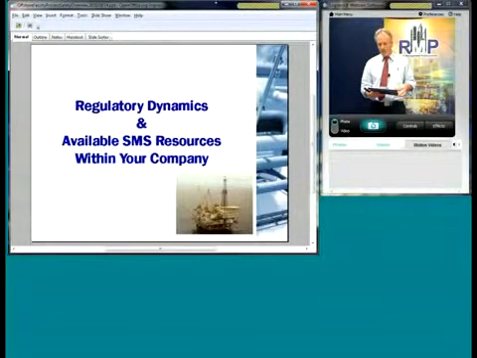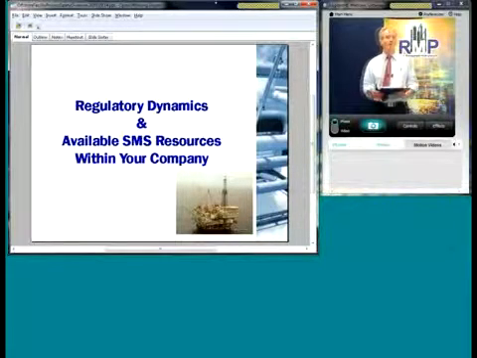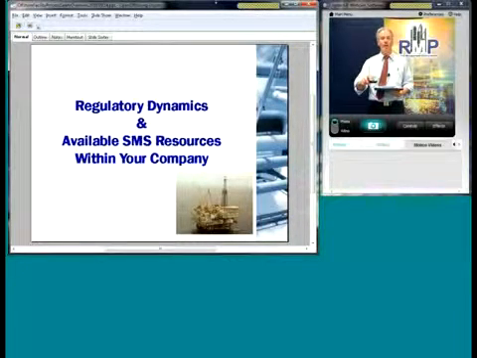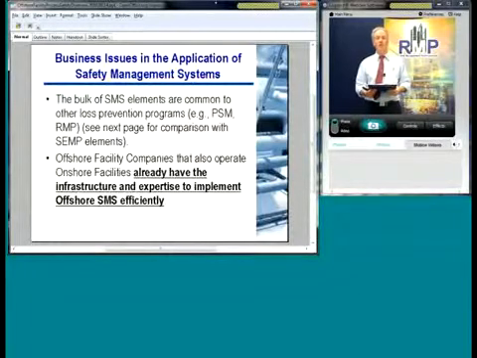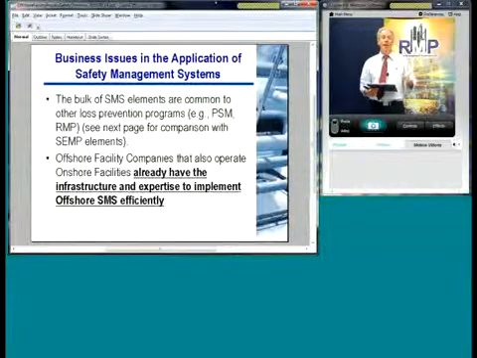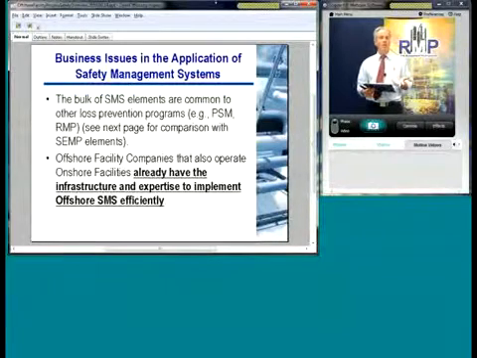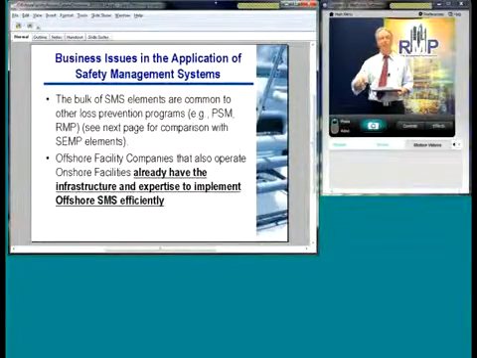Now here's some good news. What I'd like to do is share with you the fact that many of your business units really have a lot of resources available. If you do have gaps in your program or you perceive some gaps, recognize that the bulk of these elements, we talked about the overlap before, a lot of these different elements are common to other loss prevention programs such as PSM and RMP, and especially for facilities that have onshore business units, you've already got technical expertise in your company, or you know where to get them from external sources such as consultants, and you've already got the infrastructure and expertise to implement safety management systems for offshore facilities fairly effectively.